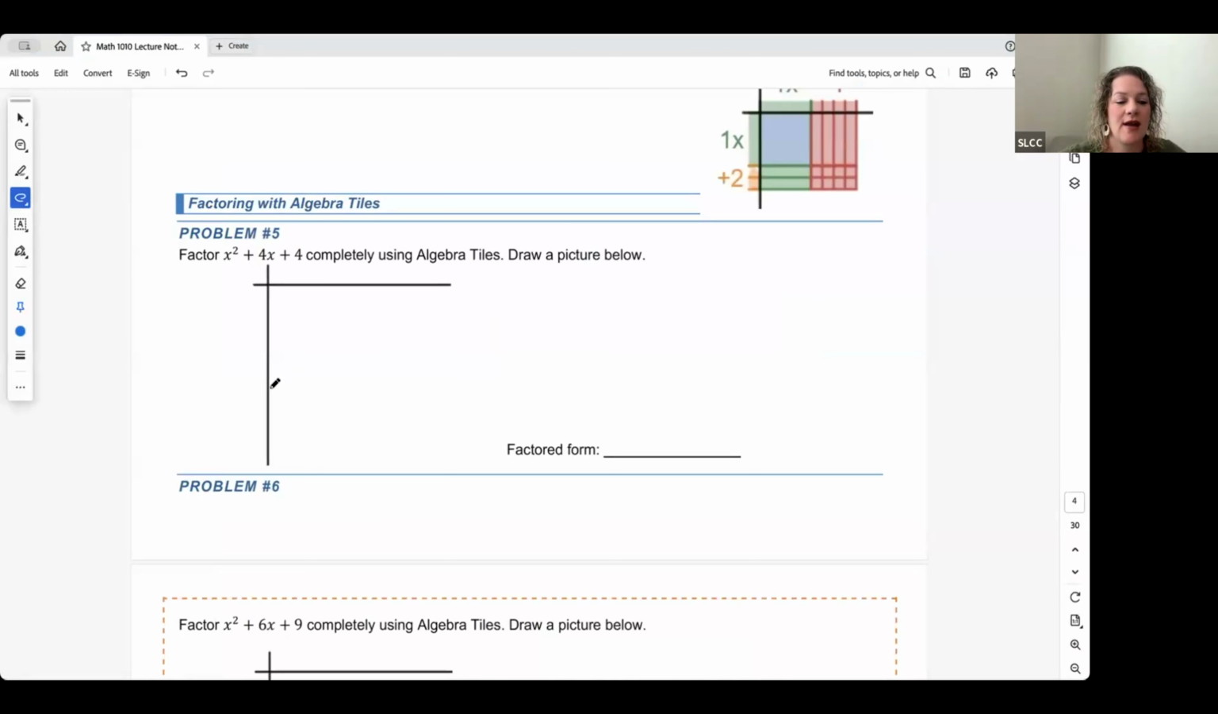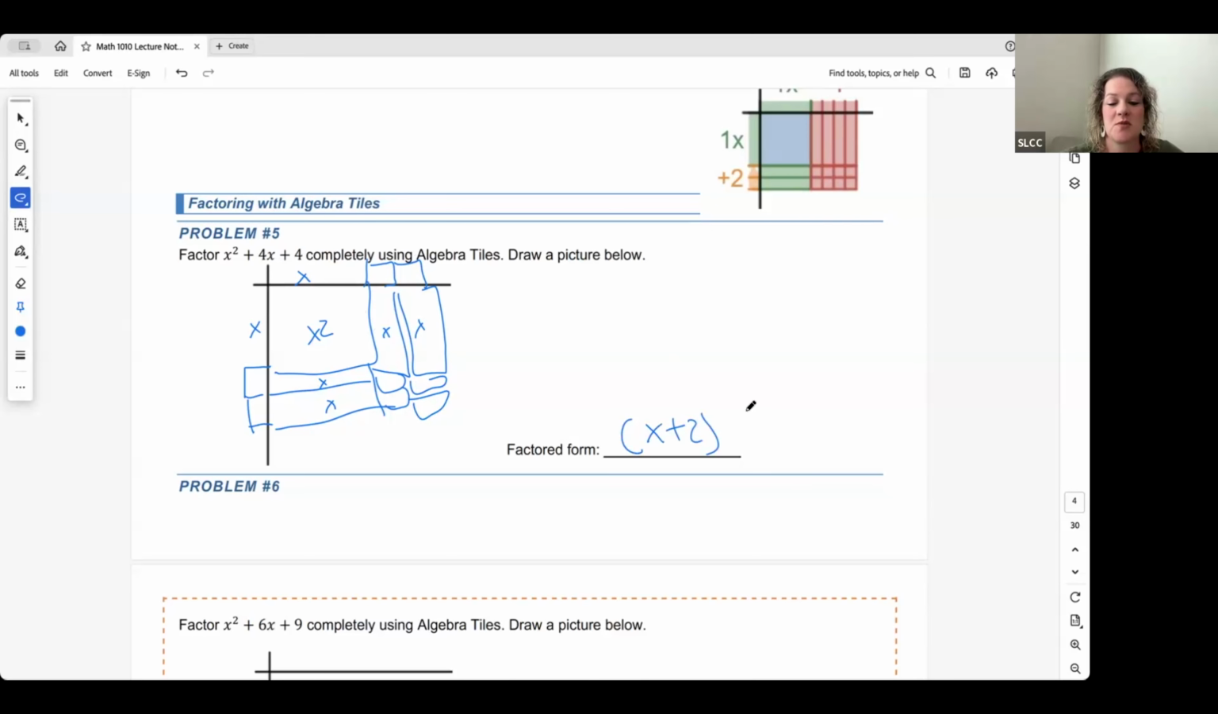So if you wanted to draw that, you could draw your x piece, and then you could draw your x squared piece, and then you would have 2 pieces here, which would give you 2x. And then you'd have 2 pieces here, which would give you another 2x. And then you would have your 4 as your constant. So x squared plus 4x plus 4. And the factored form would be x plus 2 times x plus 2. So x plus 2 quantity squared.